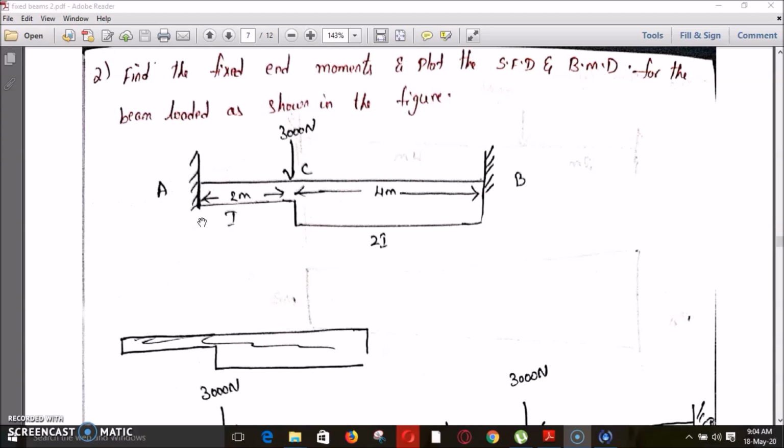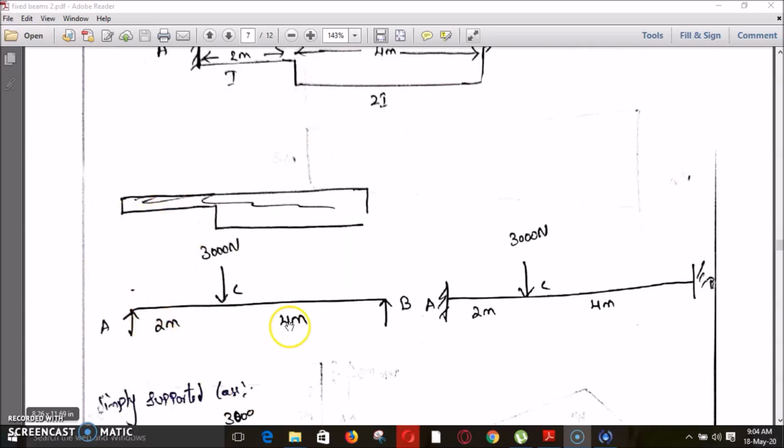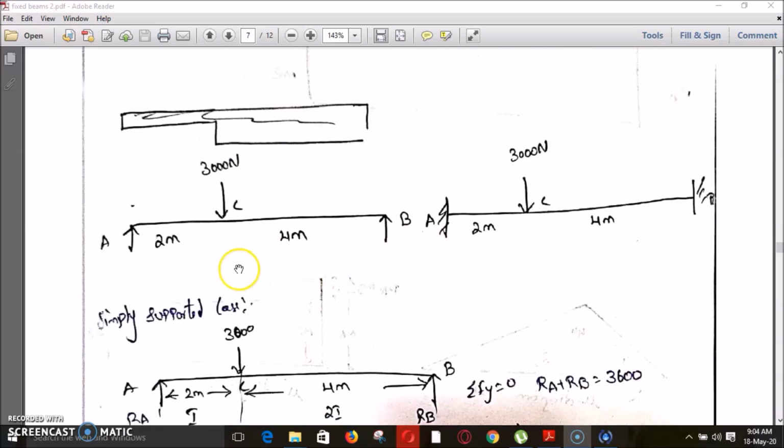So in the previous problems where it was of the same flexural rigidity, we neglected this EI value. But coming to this case, we will not neglect this EI value. We will substitute this EI value in these compatibility equations and solve. So the remaining procedure is the same. Coming to this problem, the first step is to divide this fixed beam into a simply supported case and a fixed case. So this is my simply supported case and this is the fixed case.